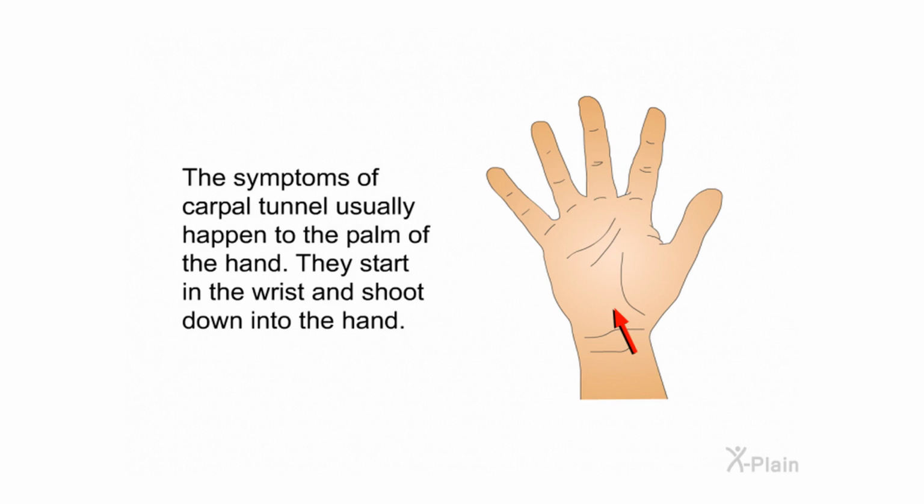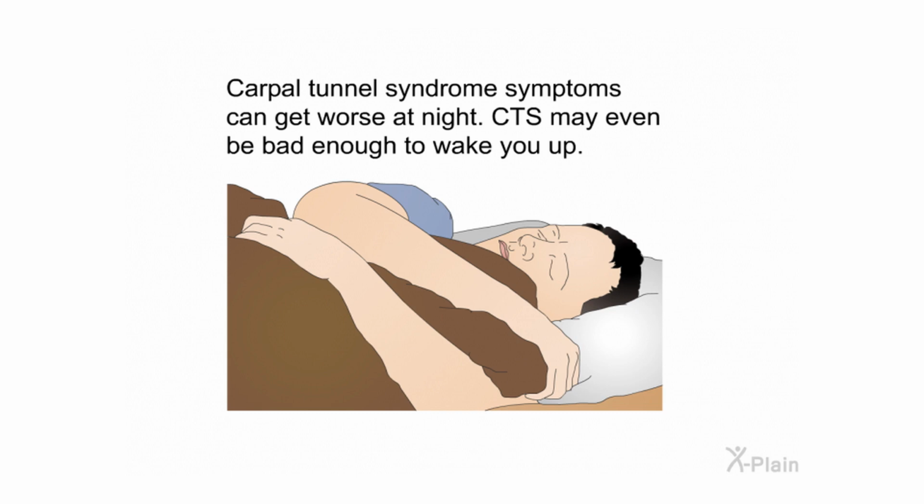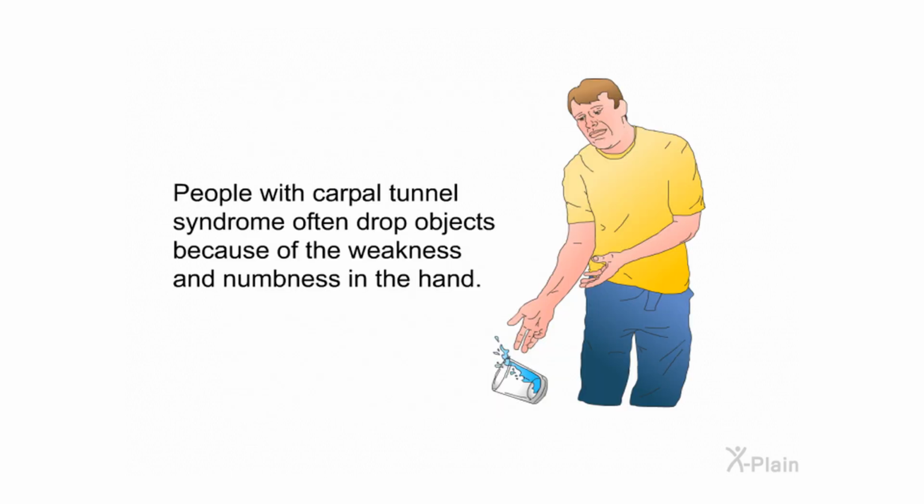The symptoms of carpal tunnel usually happen to the palm of the hand. They start in the wrist and shoot down into the hand. Sometimes the numbness and some pain can reach the forearm. Carpal tunnel syndrome does not cause pain higher than the forearm. Carpal tunnel syndrome symptoms can get worse at night. CTS may even be bad enough to wake you up. People with carpal tunnel syndrome often drop objects because of the weakness and numbness in the hand.